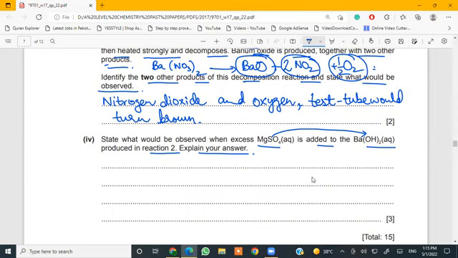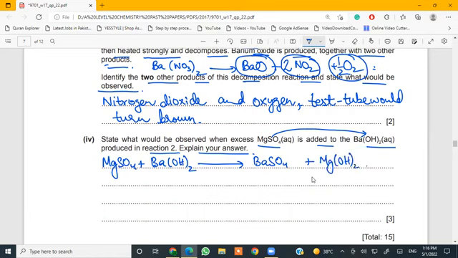And explain your answer. So basically, let's write down the equation first. Barium sulfate reacts with barium hydroxide. It's always good to write down the equation to be on the safe side, right? It will give you barium sulfate along with magnesium hydroxide.